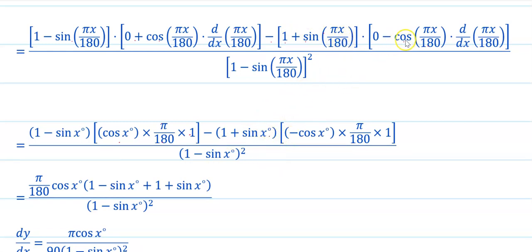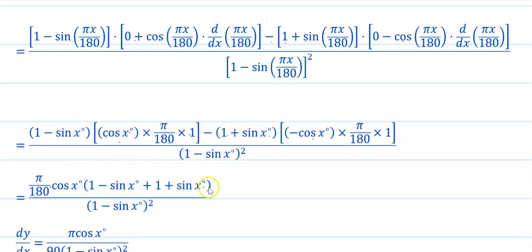Again, the derivative of cos of x degree into the derivative of x is 1, pi upon 180 into 1. Next is normal simplification. Pi upon 180, take it as common, and cos of x degree also as common. Then in the bracket you will get 1 minus sin of x degree. What about here? 1 plus sin of x degree.